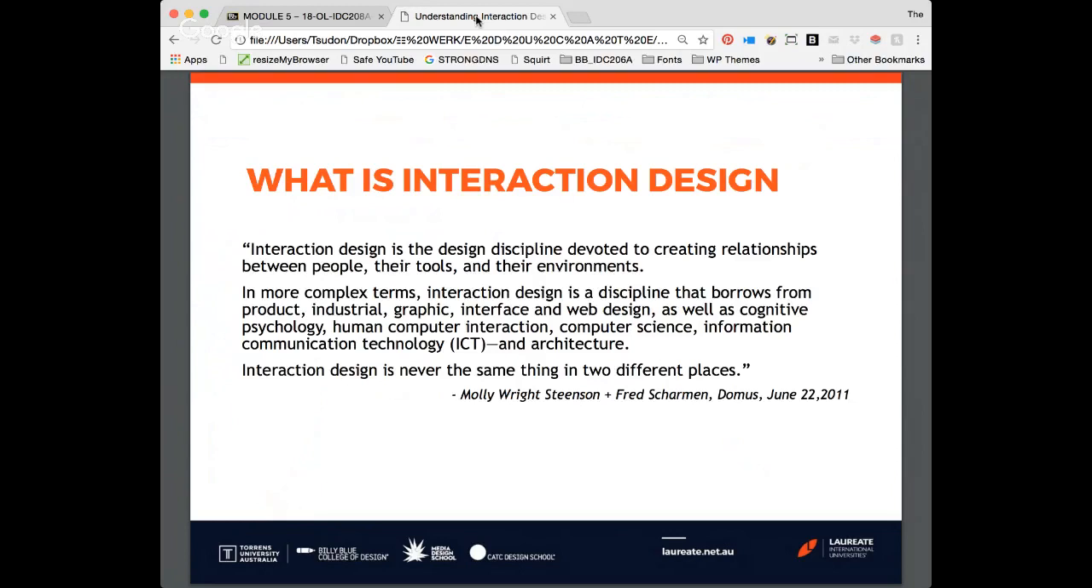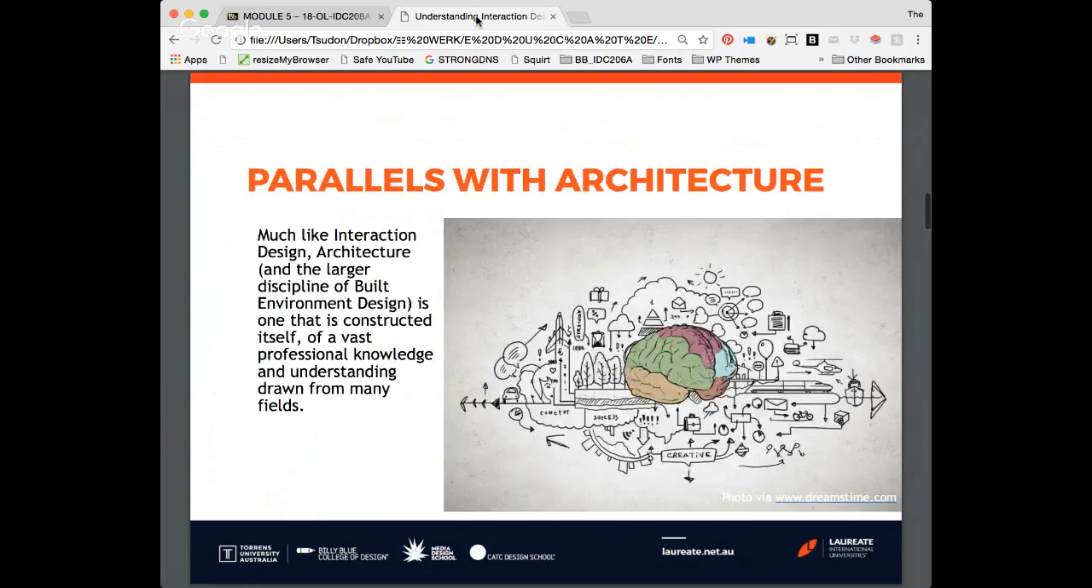One of the things that certainly ties these two worlds together is the fact that in interaction design, it is never the same things in two places. So the way that an interactive system behaves for one particular application or on one particular device will always be different to how it behaves on another. And this is definitely also the case in the world of architecture.